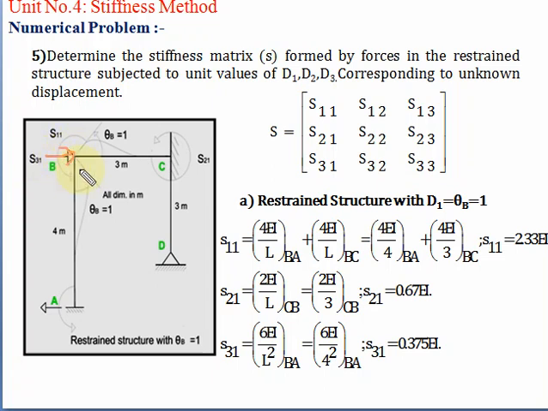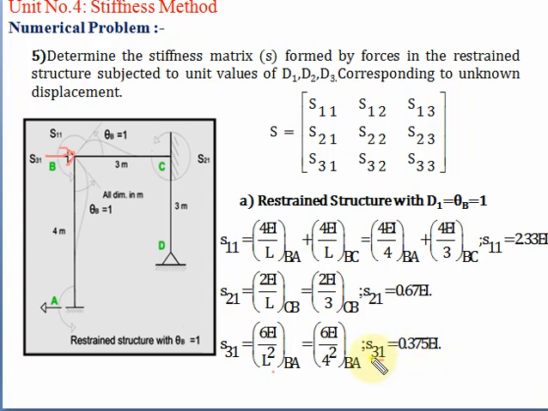Now due to this delta, when we apply the rotation at B, what will the sway moment be? 6EI upon L square. It is for the vertical member, always remember that. So 6EI upon L square, this is for vertical member BA. What is the length of member BA? It is 4. So 6EI upon 4 square. So the value is what? 0.375 EI.